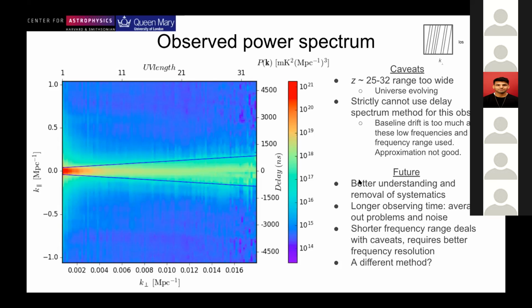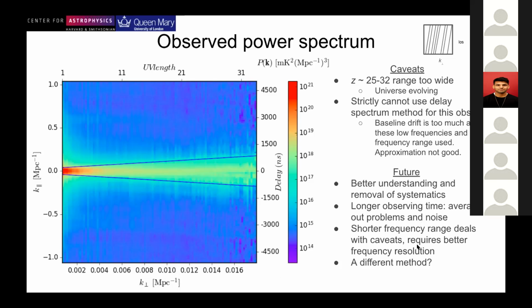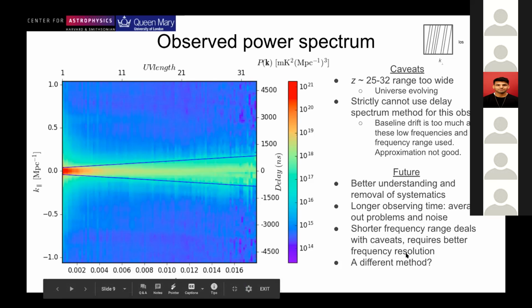But for the future, once we get a better understanding of our systematics and can remove them, and we take a longer observing time to average out problems and noise, and use a shorter frequency range, which will deal with these problems up the top here, at the same time with a higher frequency resolution as we shorten the frequency range, the Z range. Or we could switch to a different method, but at the moment we're not planning to do that.